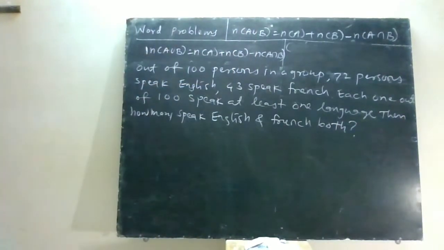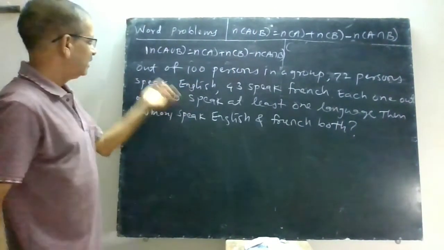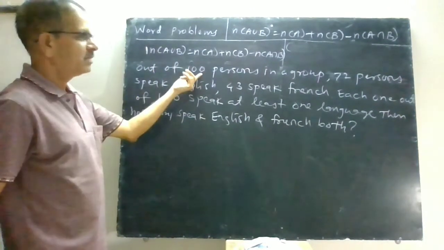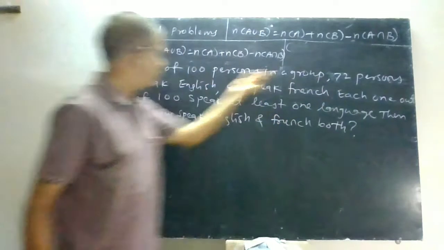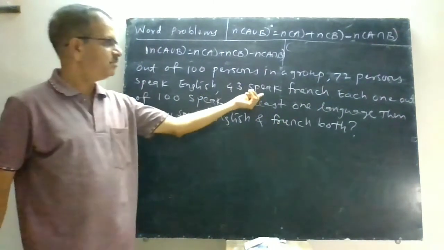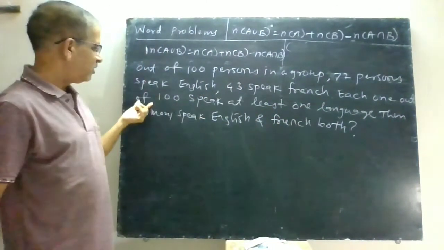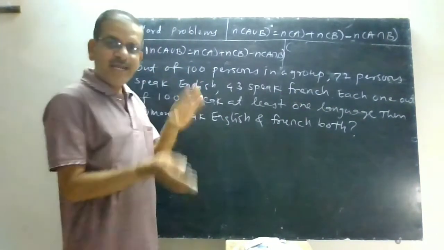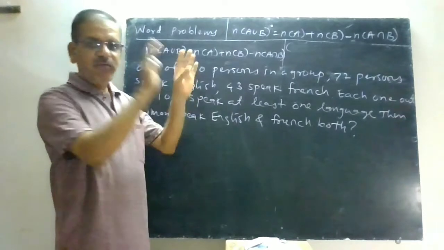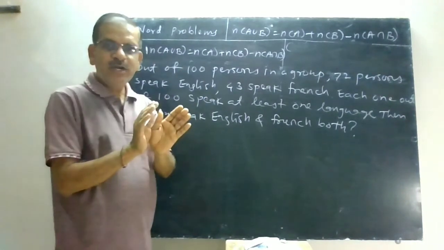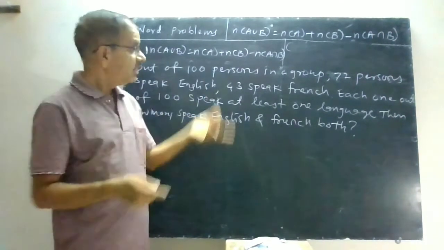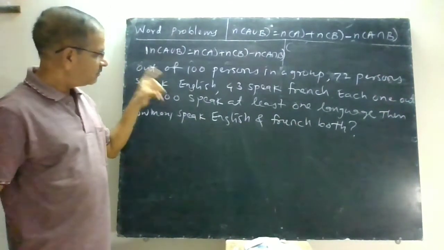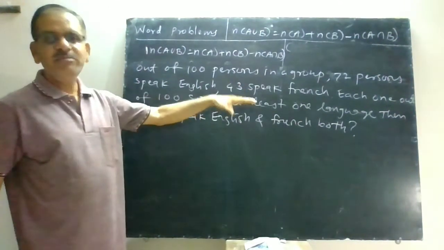Now see, if you see the question, 3 things are given to you. In a group there are 100 persons. Out of them 72 speak English, 43 speak French, and each one of 100 speak at least one of the languages. Now the situation is different. In the last example, out of 125, there were some students who were not drinking tea or coffee. Now what is given to you? Out of these 100, one of the languages is spoken by each person.